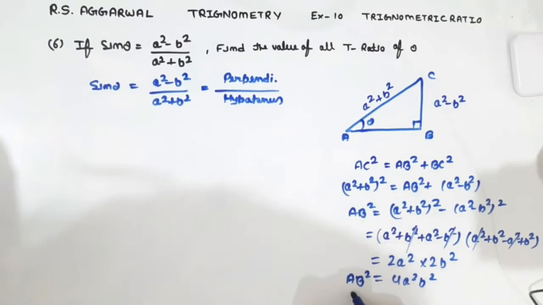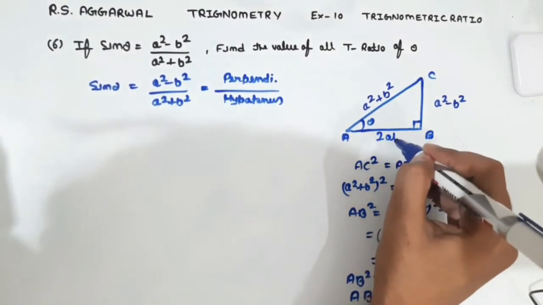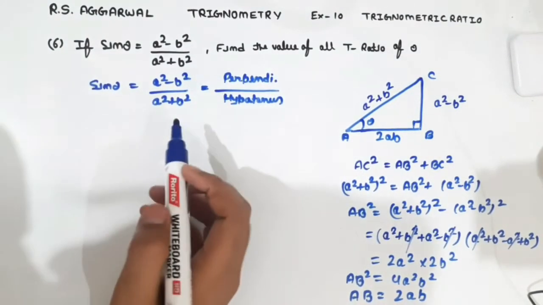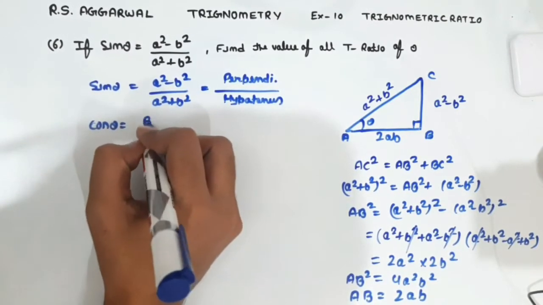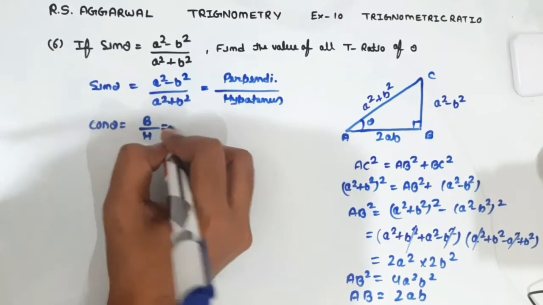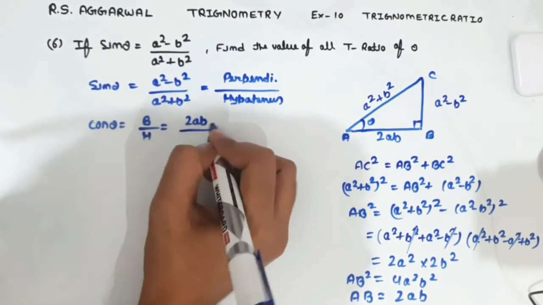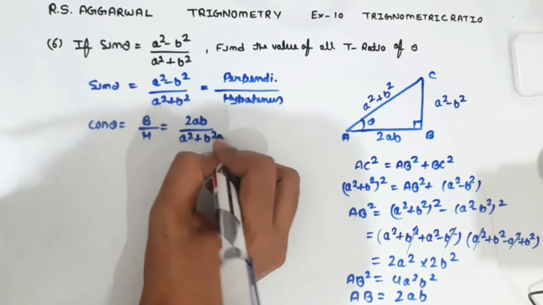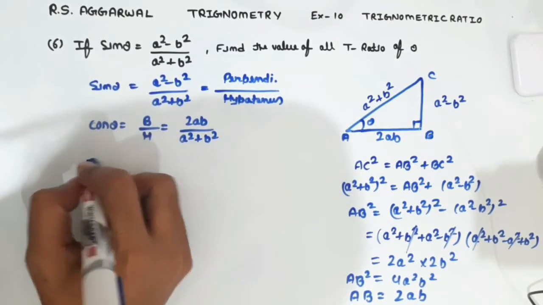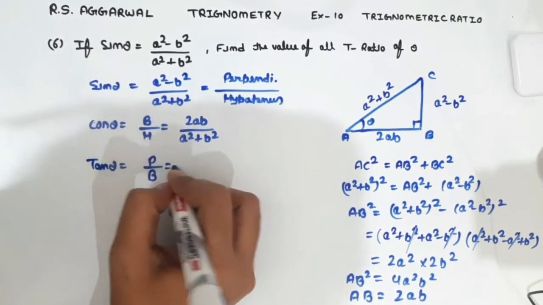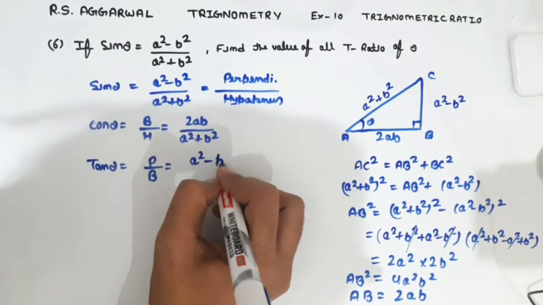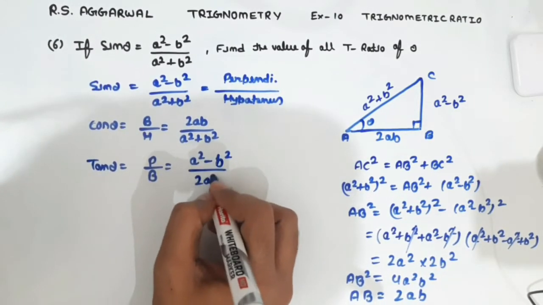So this is AB square. So from here AB will be 2AB. So this is our base. So the second trigonometric ratio, that is cos theta, which is given by base upon hypotenuse. So base is 2AB and hypotenuse is A square plus B square. Then the third trigonometric ratio, that is tan theta, which is given by perpendicular upon base. So our perpendicular is A square minus B square and base is 2AB.